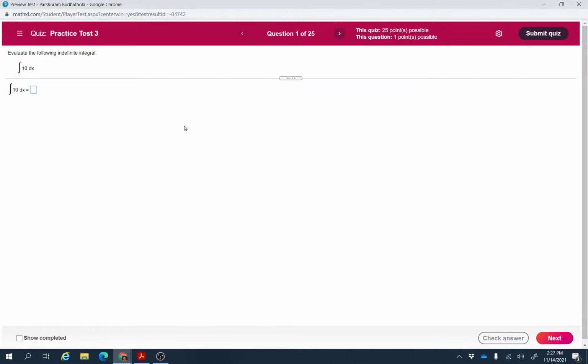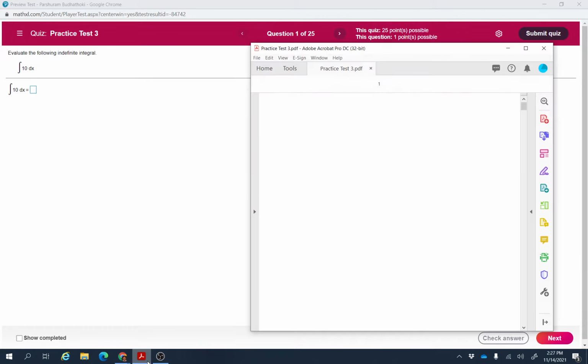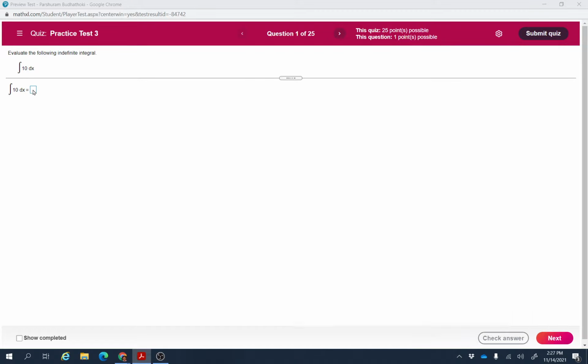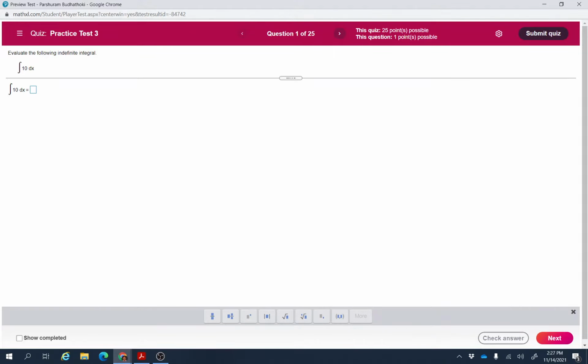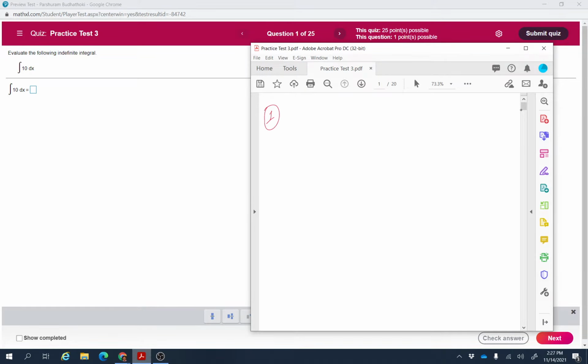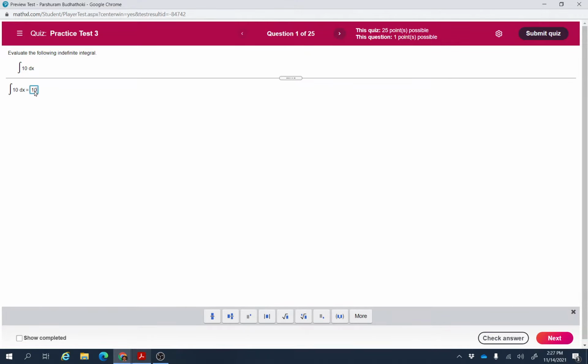Problem 1. Evaluate the following indefinite integral. So this is a constant function, so the indefinite integral would be, we know for any constant function, the integration of a constant function, let's say k, would be k times x plus constant. This constant is for this indefinite integral. So in this case it's a 10, so it should be 10 times x plus c, where c is some constant.